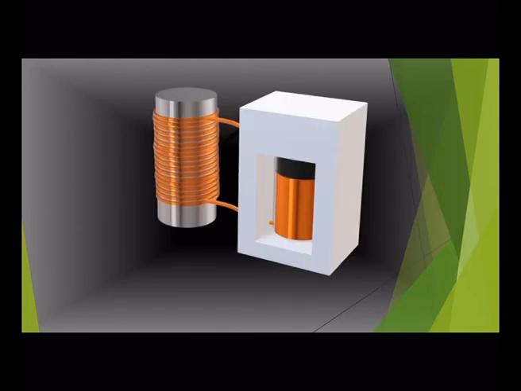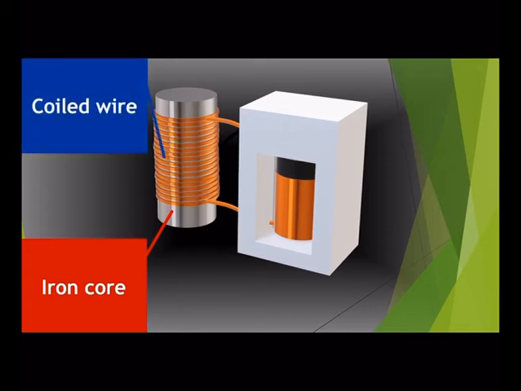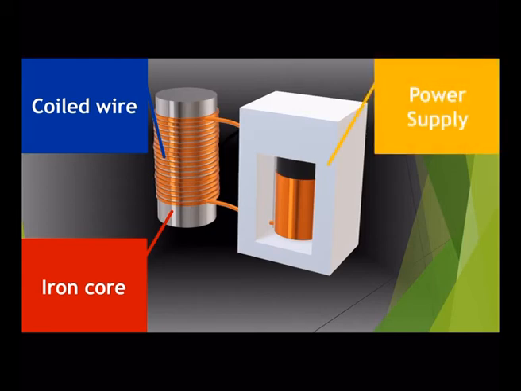You need an iron core. As iron is soft magnetic material, it can be magnetized and demagnetized easily. You wrap conducting wire around the iron core and connect the wire to a power supply. This setup is a simple electromagnet.